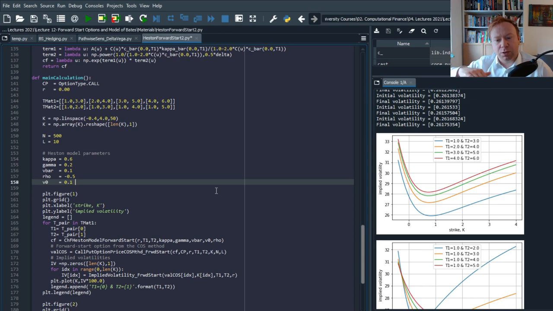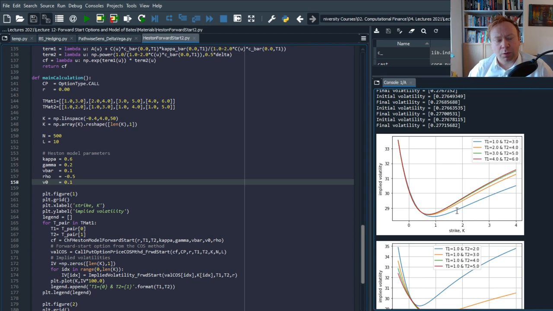Let us run the code. Yes, so this is what we see. Indeed, that's confirmed: once we have the long-term mean and initial variance the same, 10% right here, you see here and here, then the level of the forward implied volatilities is the same. We see some small differences for the larger strikes. And this has to do, of course, with the other parameters which I use in the Heston model. So it is not exactly the same because there are still some time effects that will propagate.